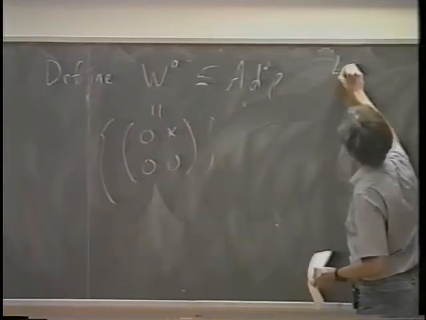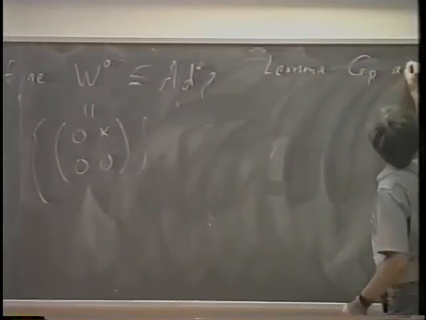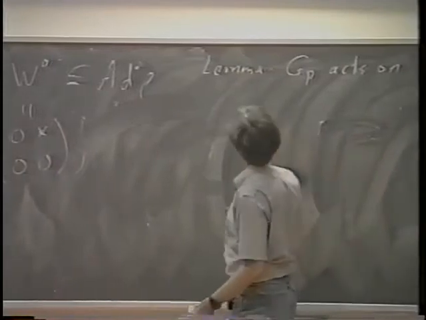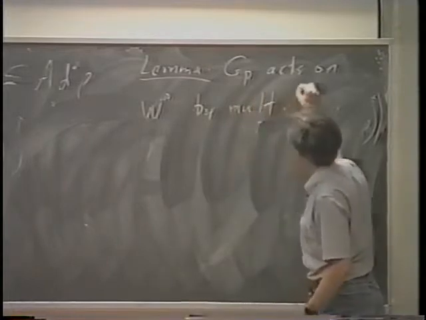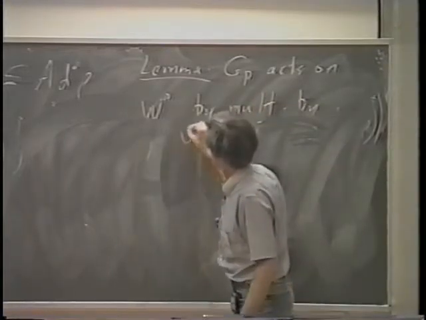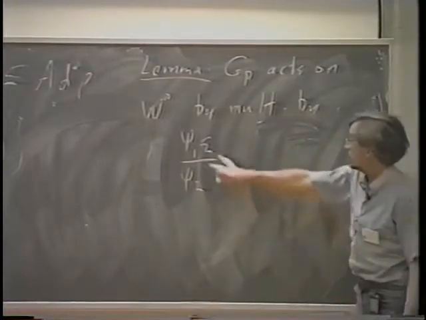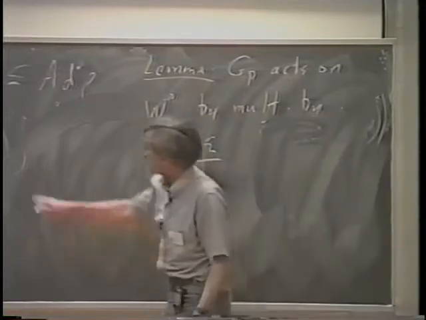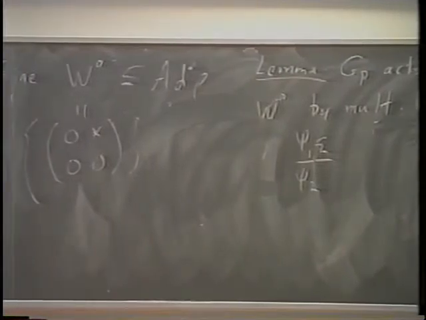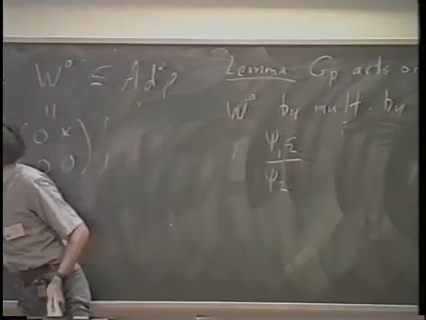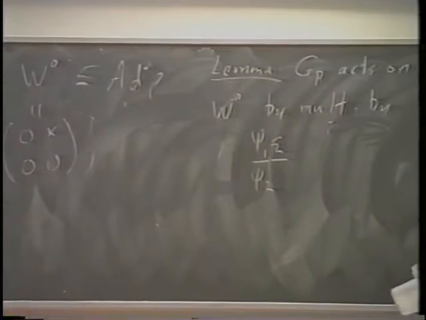And in fact, we write down a lemma. Namely, G_P acts on W naught by just multiplication by psi 1 epsilon over psi 2. So just evaluate these characters at the element of the group, and all it does is take this star and multiply it by this, and gets a new star. Well, that's obviously a straightforward calculation. You just take a matrix like this, conjugate by a matrix like that. They're potentially different stars, and you end up finding out you multiplied by that.